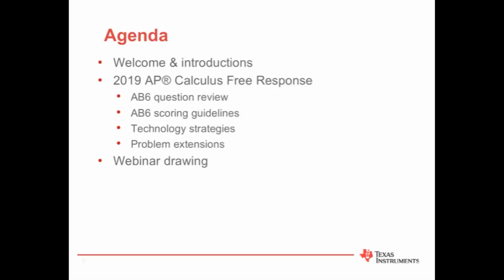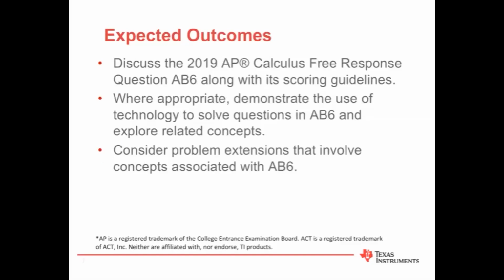Vickie is going to discuss our expected outcomes. Well, we certainly hope that you'll have a better understanding of how the 2019 AB6 question was scored this past June in Kansas City. We are going to talk about some technology, even though this was not a calculator active question. There's still some rich calculator things that you can do with your students to help them understand the concepts that are within this question.